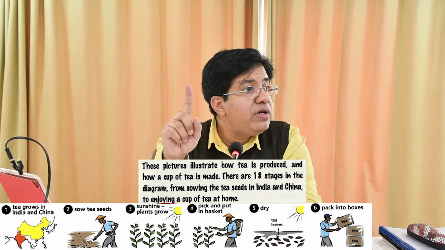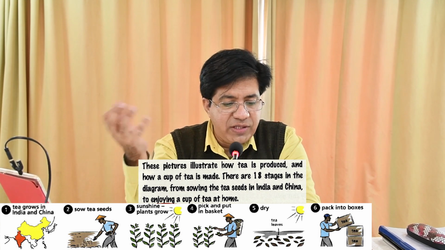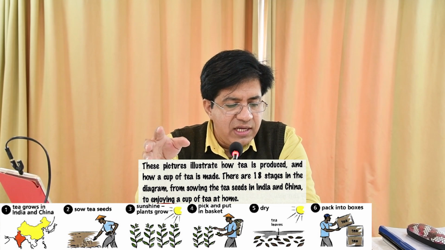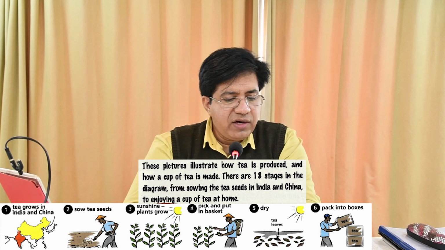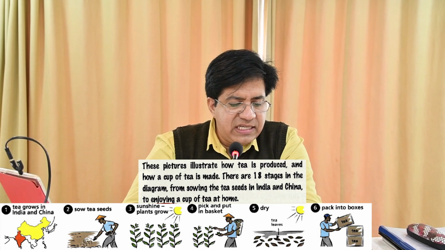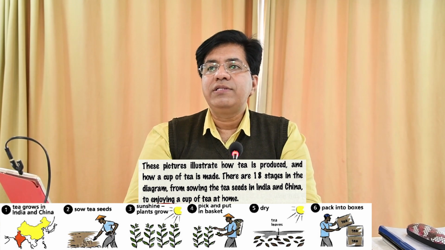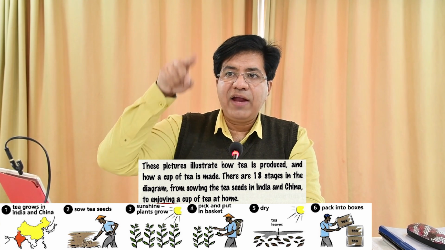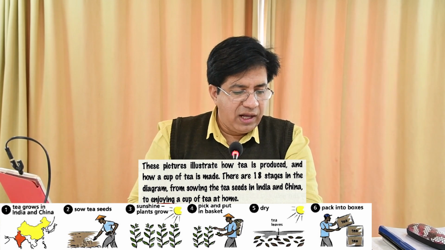Next, you will talk about number of stages. Okay, or how many stages are there? There are 18 stages, and then you will talk about first stage and the last stage. There are 18 stages in the diagram, from sowing the tea seeds in India and China to enjoying a cup of tea at home. Sentence number 1, what the diagram is about. Sentence number 2, step number 1 and step number last.